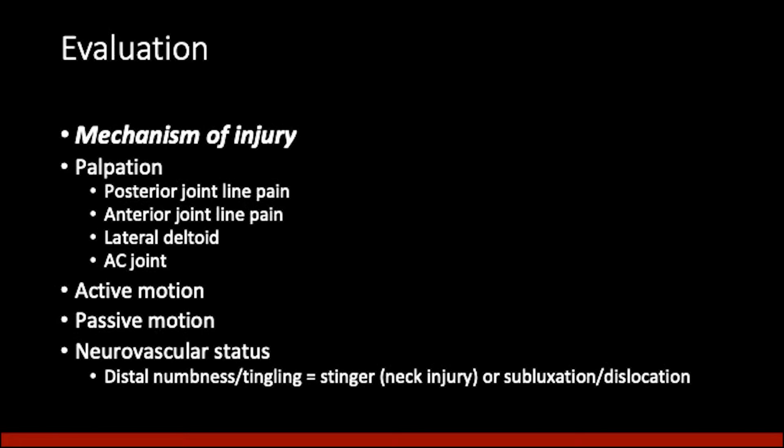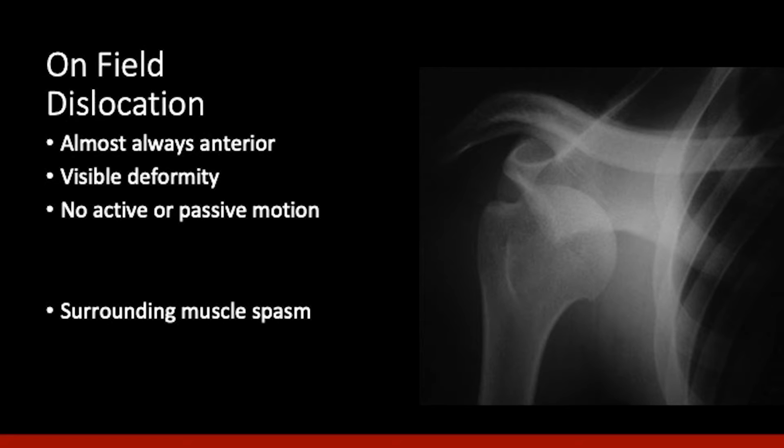If they can't raise their arm up over their head and you gently try to put it through range of motion and it won't go, then it's probably a dislocated shoulder, right? So these passive-active mismatches can help you. And then of course, checking neurovascular status, make sure that they've got intact symmetric sensation in the hand, forearm, up here at the shoulder, lateral deltoid. Check those things. So, on-field dislocations.